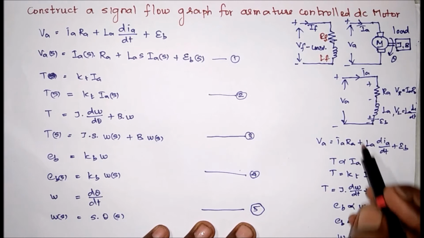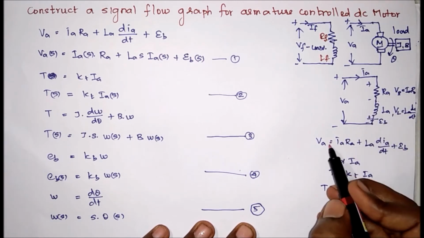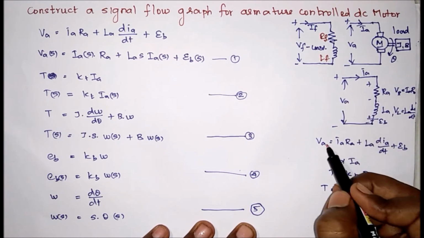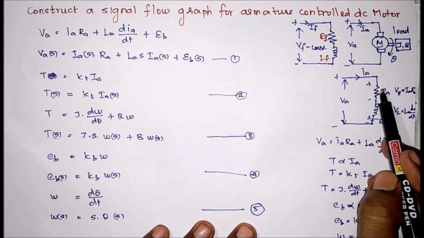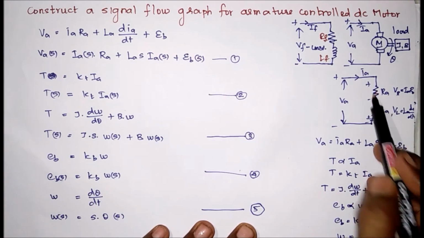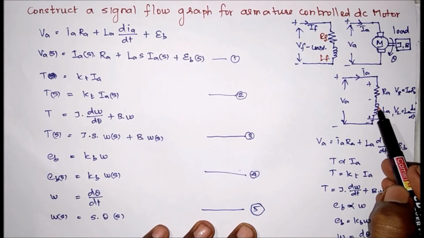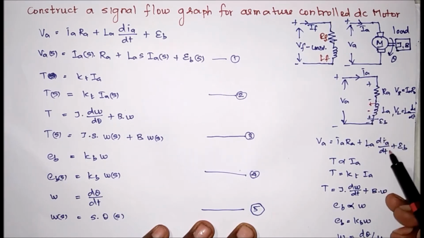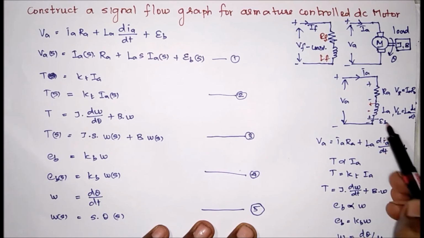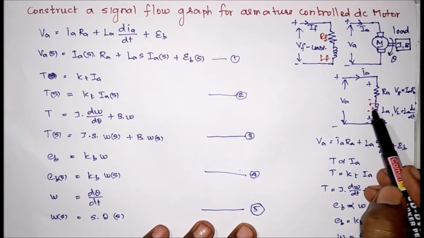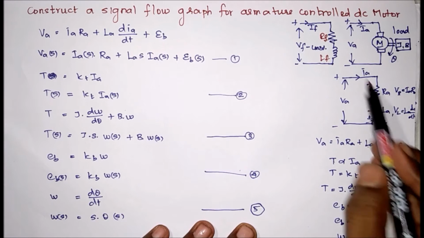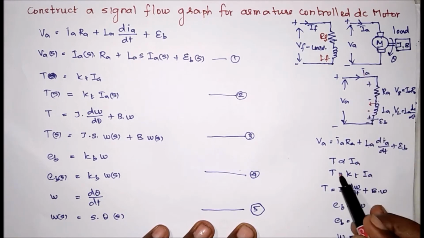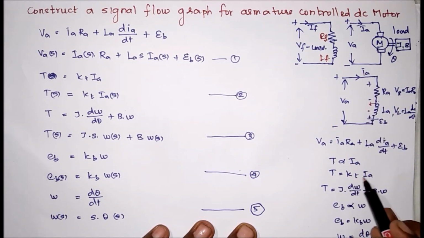From this, if you apply Kirchhoff's voltage law, you will get the applied voltage VA equal to the voltage drop across this resistance, Ra into Ia, plus the voltage drop across this inductance, La into dIa divided by dt, plus the back EMF. We know generally that torque is directly proportional to armature current. Therefore, torque equal to Kt into Ia.